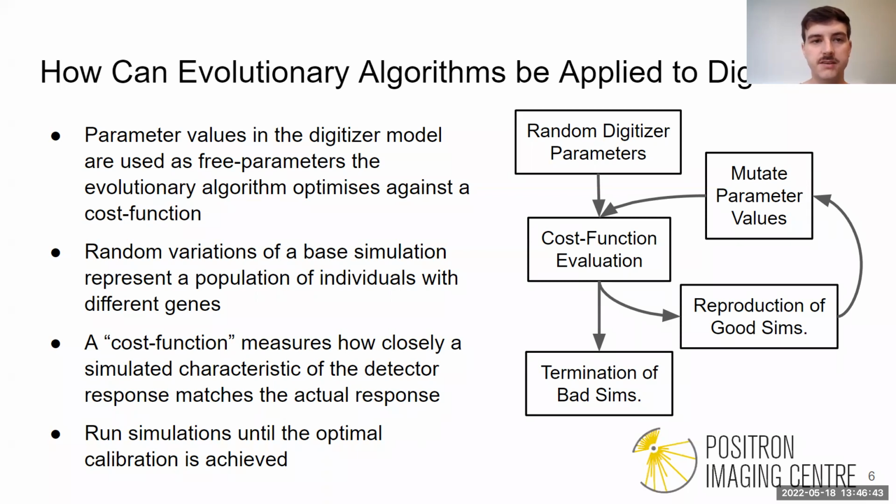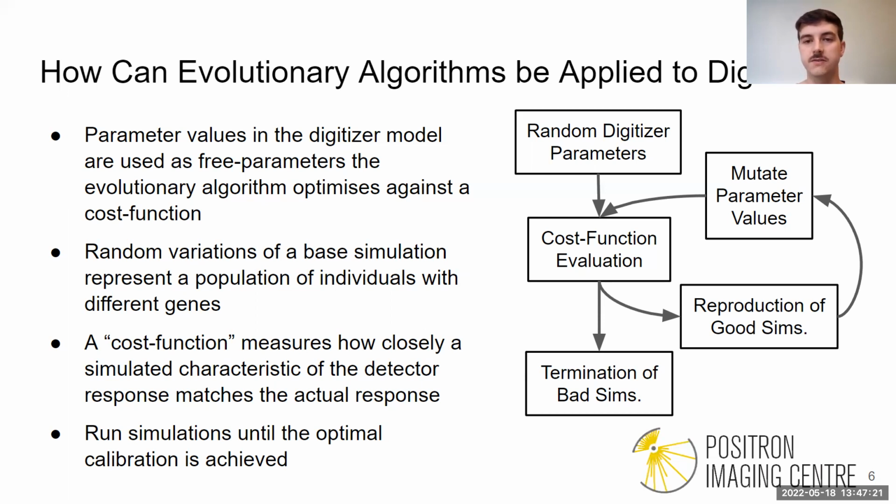Similarly, this can be applied to simulations and GATE simulations in that if you have free parameters which you can optimize, these act as the genes of the population. You can initialize these digitizer free parameters with a random set of initial values and apply a cost function which evaluates how closely the simulations with some set of digitizer parameters perform, particularly how well the count rate versus activity curves are matched to the experimental count rate versus activity curves.